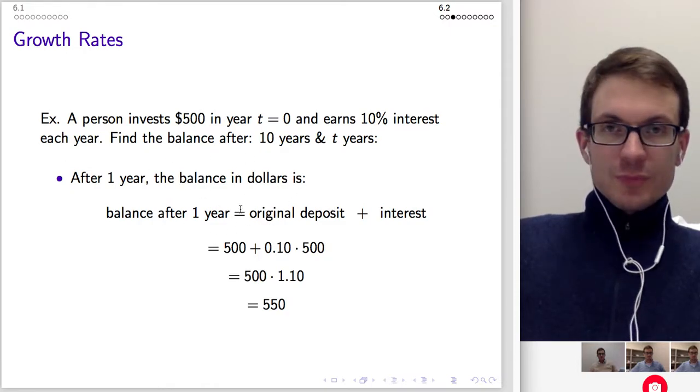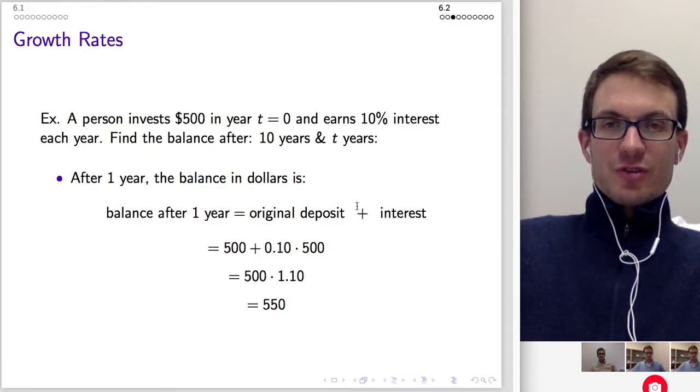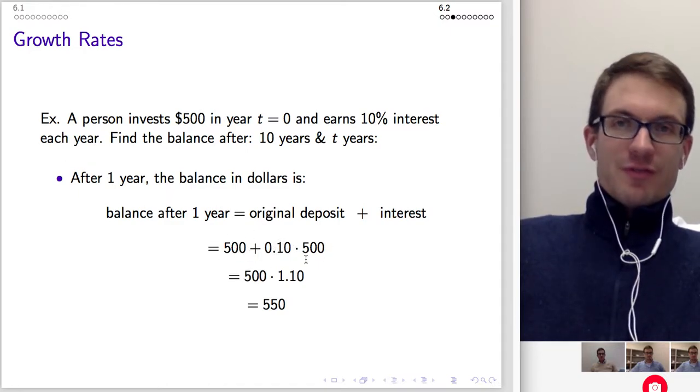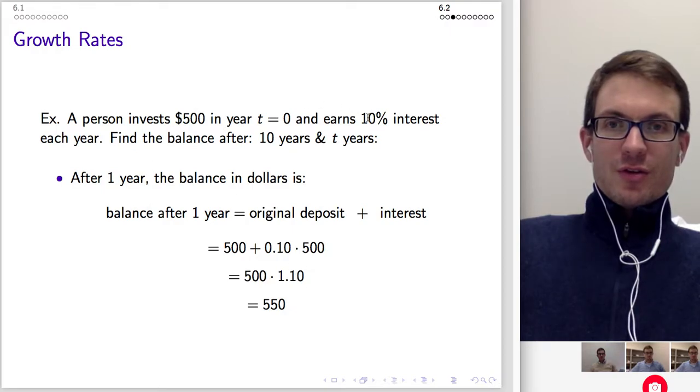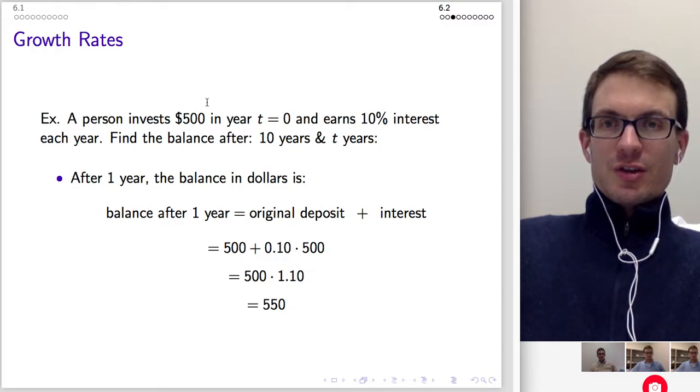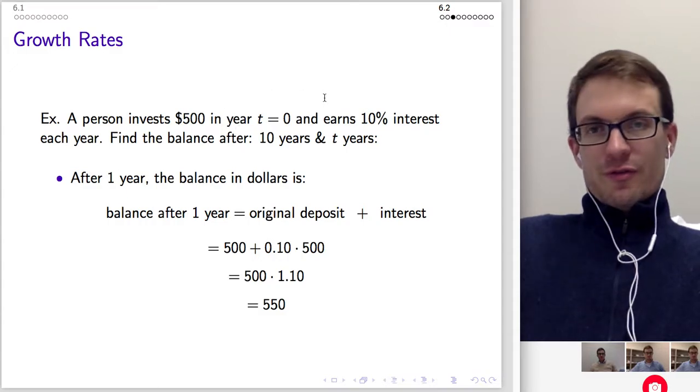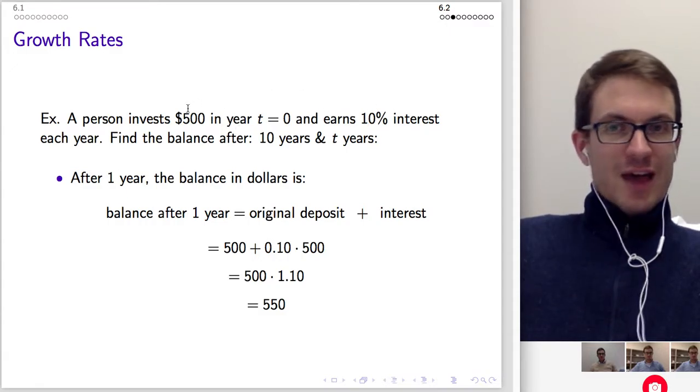Well, it's the original deposit plus the interest. What does the interest look like here? Well, it's 500 plus 10% of 500. Right? It earns 10% interest each year. So we start with 500. In the first year, we're going to earn 10% interest on this 500.